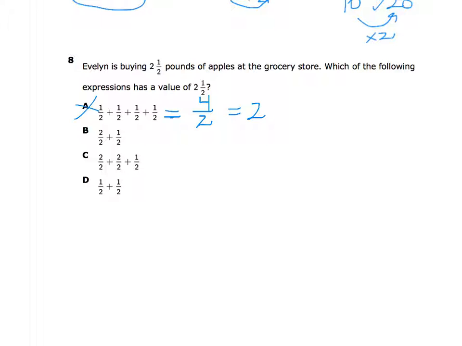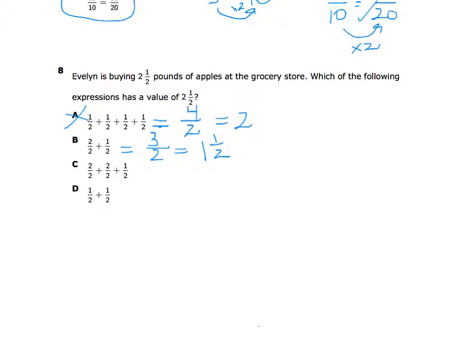For the next one, I have 2 halves plus 1 half. So again, my denominator stays the same. And I do 2 plus 1 is 3. So now I have 3 halves. And I can use division to get the mixed number. 2 goes into 3 one time. 2 times 1 is 2, and 3 minus 2 is 1. That's my remainder, and my denominator stays the same. So 2 halves plus 1 half is 1.5, and I need 2.5, so B is not the correct answer either.